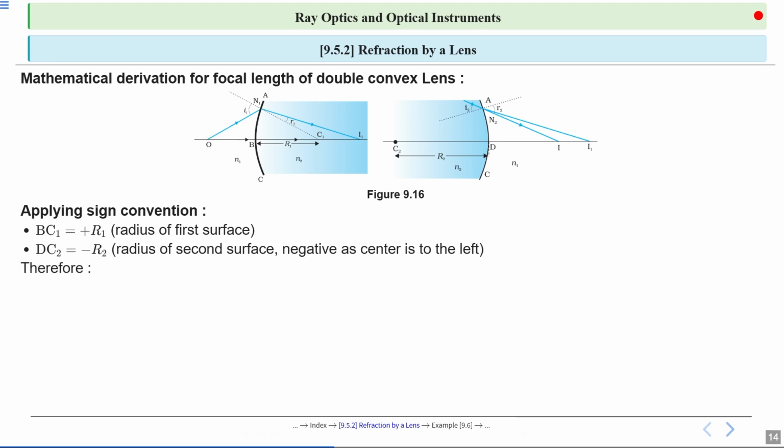Now therefore the equation will become 1 upon F, since we have divided by N1 on the right side, equal to N2 upon N1 minus 1, times 1 upon BC1, which is R1, and DC2 is minus R2, so minus 1 by R2. This is the final expression. Mark it as equation 9.21.